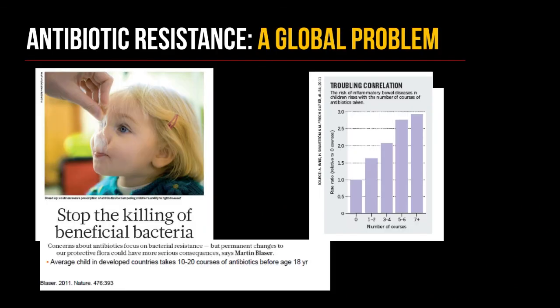The third problem I'm going to look at is antibiotic resistance, which has been in the news quite a lot recently as a global problem. So there's a problem of oversubscribing antibiotics. I don't know if this is very clear, but the x-axis shows the number of courses of antibiotics, and on the y-axis we see the probability of IBD, inflammatory bowel disease, among children. As the number of antibiotics goes up, the probability of IBD goes up as well over time. So this is quite a worrying phenomenon, antibiotic resistance, not just for diseases like IBD, but for diseases we're trying to tackle with antibiotics as well.